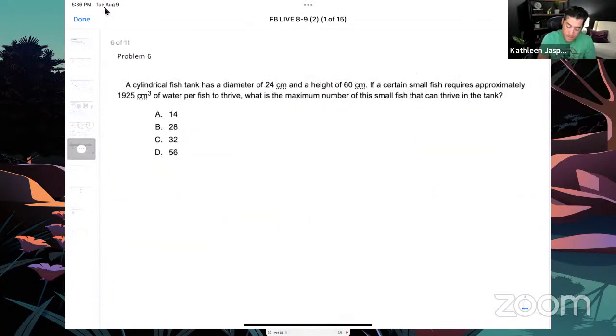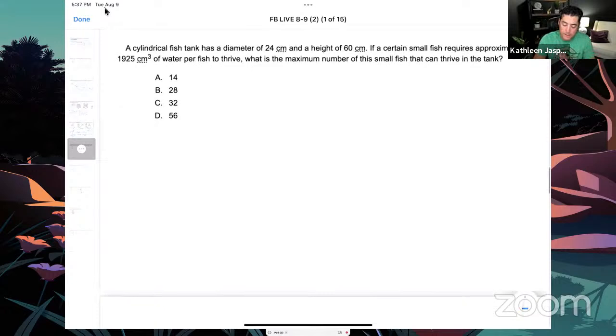Okay. Problem 6. So for problem 6, I have a cylindrical fish tank, and it has a diameter of 24 centimeters and a height of 60 centimeters. If a certain small fish requires approximately 1,925 cubic centimeters of water per fish to thrive, what is the maximum number of this small fish that can thrive in the tank?